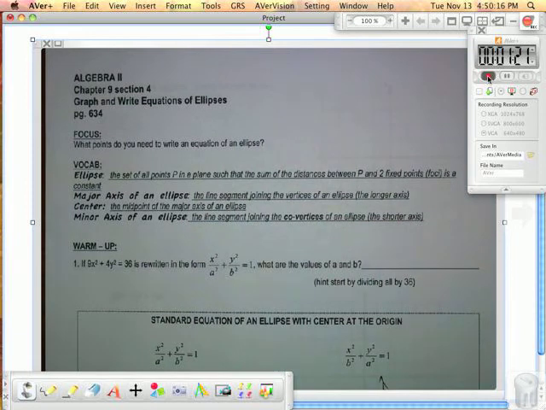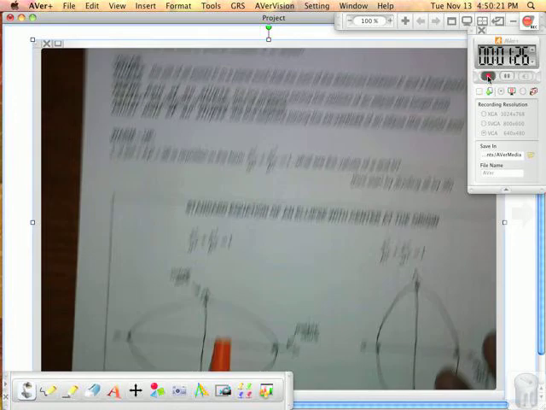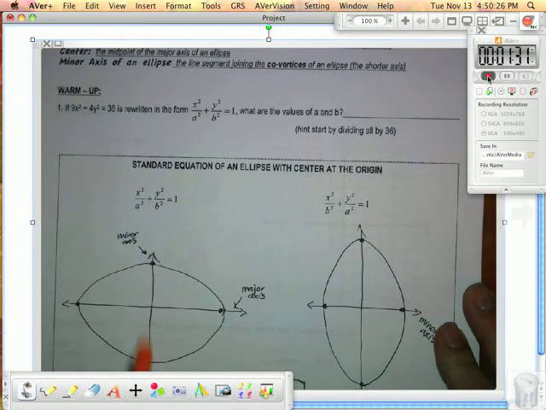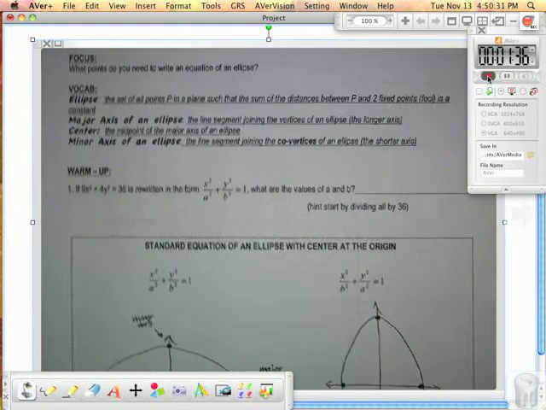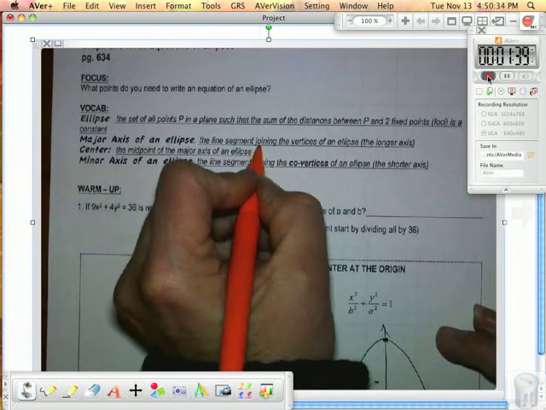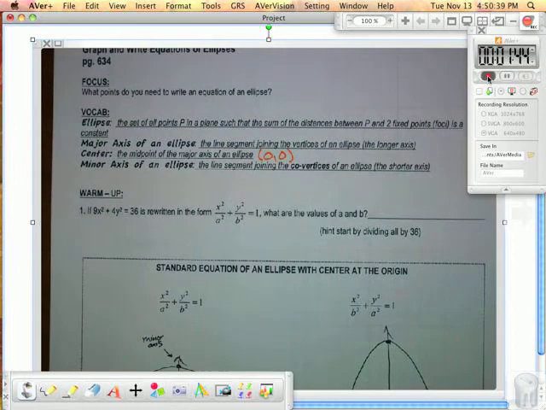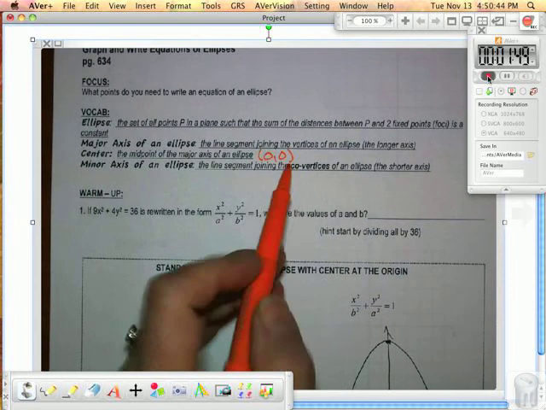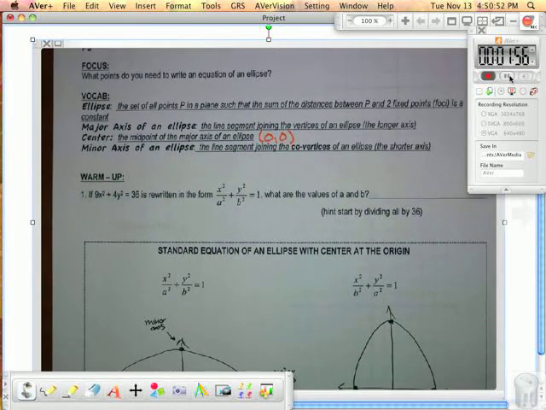Here's some vocab. The major axis of an ellipse is the longer axis, and you can see that right here. The minor axis is the shorter axis, and I'll show you how to identify that. The center for this section is always going to be at 0, 0. For us, the midpoint of the ellipse is always going to be at 0, 0 for this particular section. We also have a couple of words called the vertices and the covertices, and I'll show you what those are in just a second. Right now, take a moment to do the warm-up, pause the video and come back when you're done.